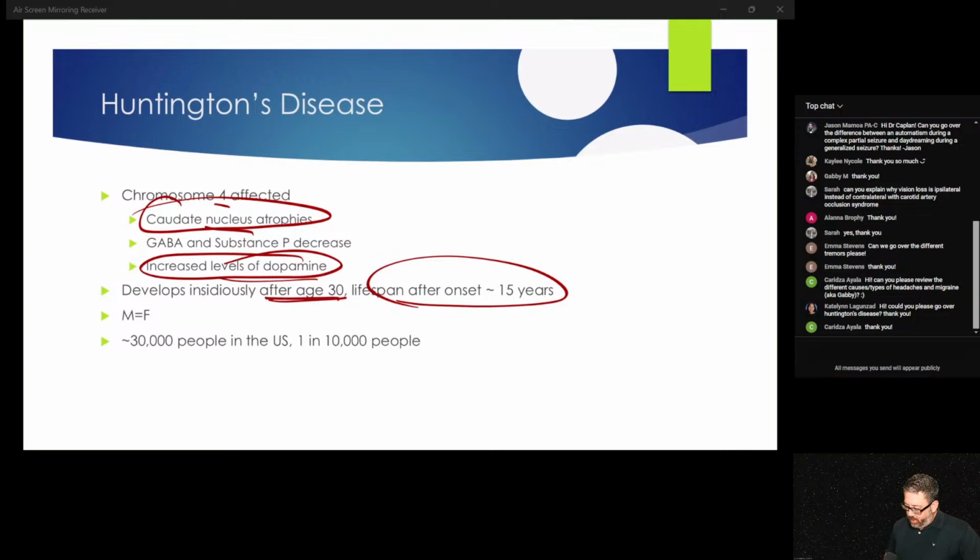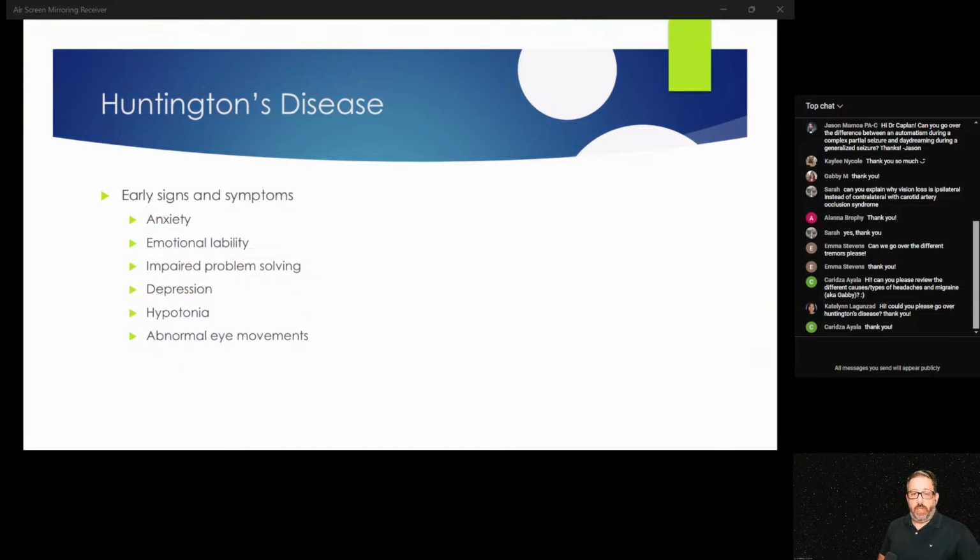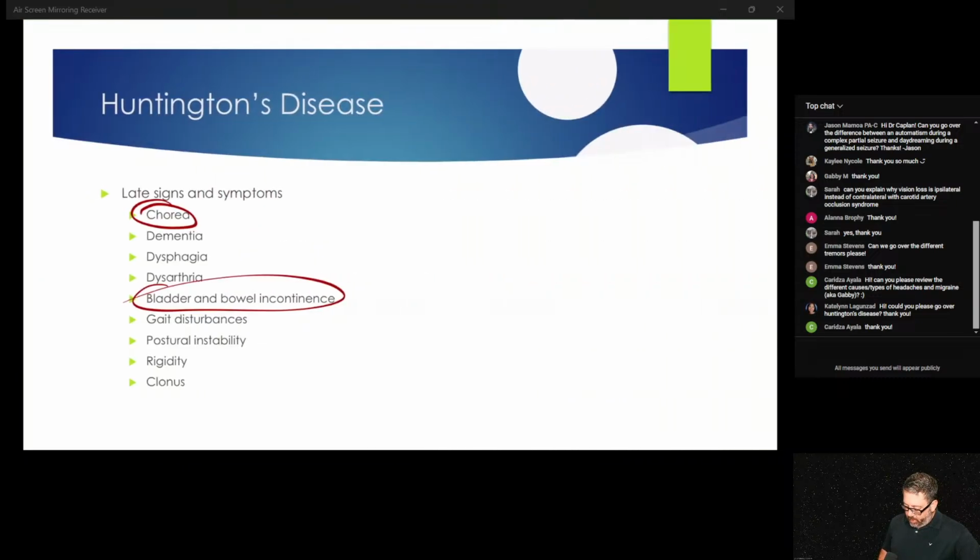Develops after age 30. They don't last very long, unfortunately. These are the early signs and symptoms. Again, the psychiatric and the motor stuff happens later. Here's your depression, anxiety, emotional lability, and so forth. Late signs are your big movement issues now. So the chorea happens, bladder, bowel incontinence, dysphagia, all that other stuff.